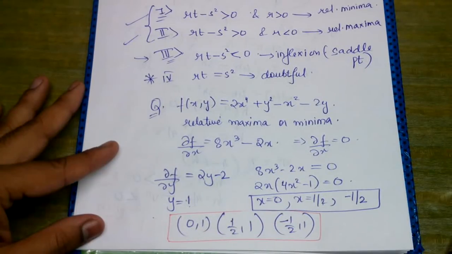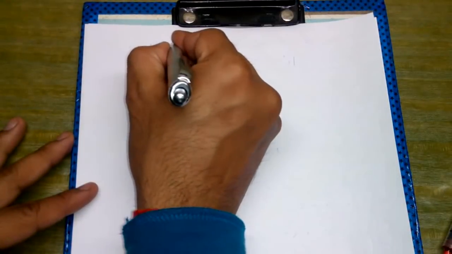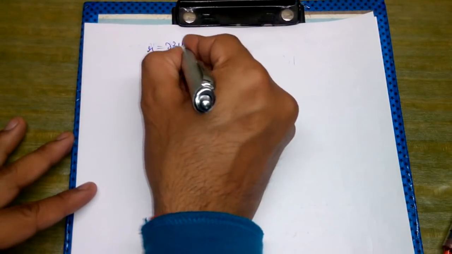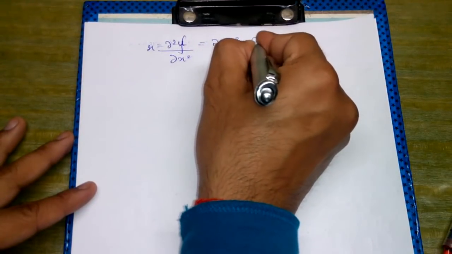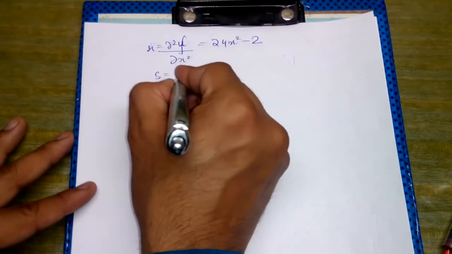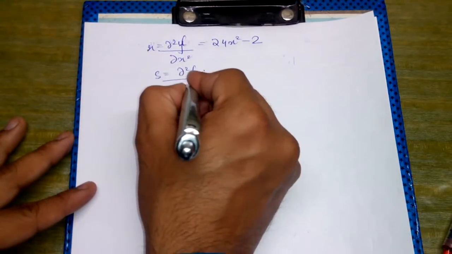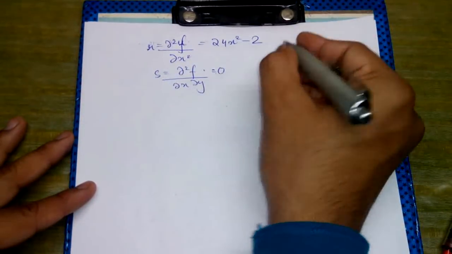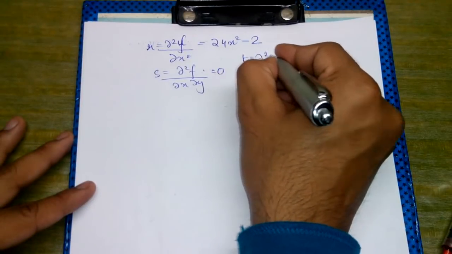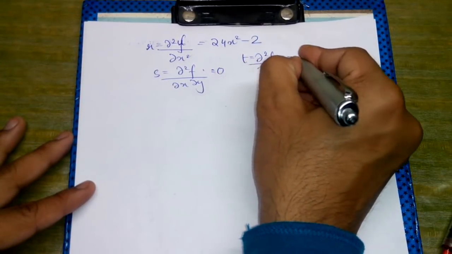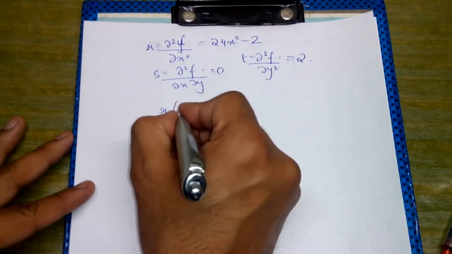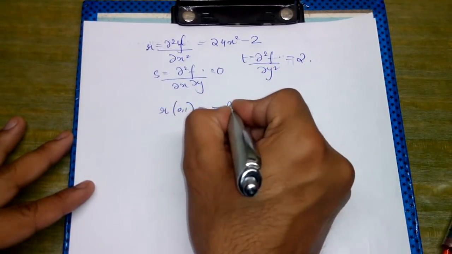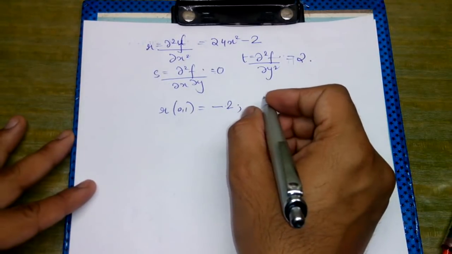Now we will find r, s, and t. r is simply del square f upon del x square, which is 24x square minus 2. s is del square f upon del x del y, which comes out to be 0, and t is del square f upon del y square, which comes out to be 2. So the value of r at 0, 1 comes out to be minus 2.